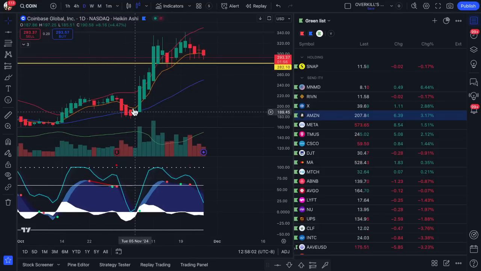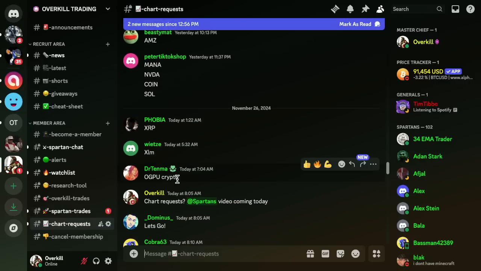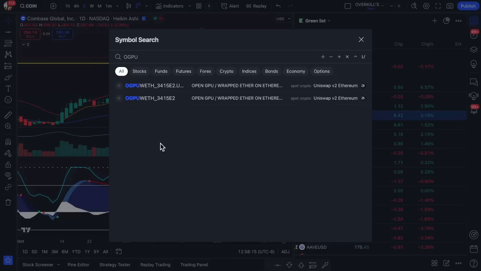Boom, that is support. Bang. If we can come back down to 250 to 260, I think that'd be a great entry for Coinbase. Just wait on the green dot on that one for Coin on the daily there. Solana, we covered. XRP, we covered. XLM, we covered. OGPU.